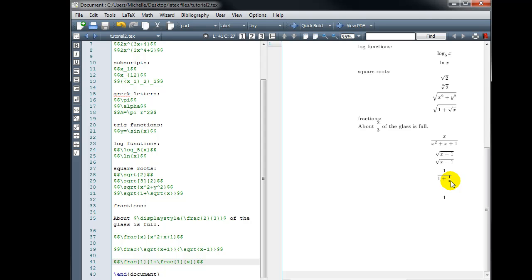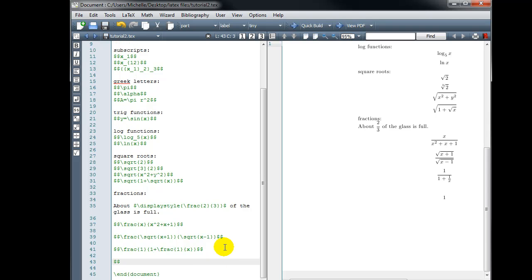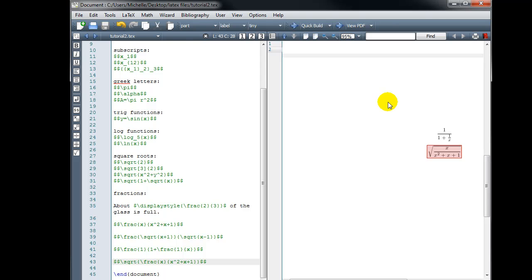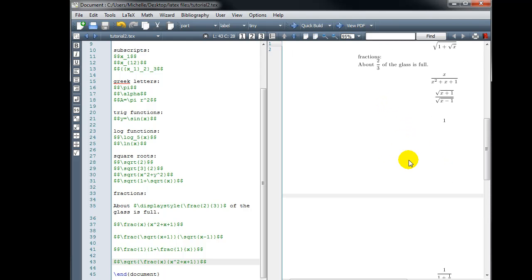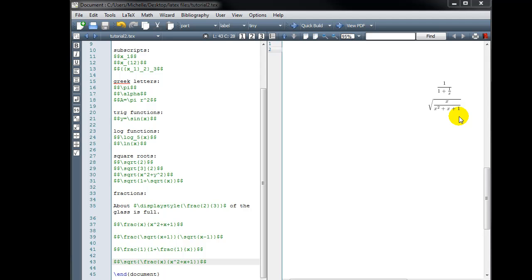Let's try one more. We'll put a fraction inside of a square root. So we'll start with our square root. And I'm going to put the fraction x over x squared plus x plus 1. So I need a fraction. Numerator is x, tab over, denominator is x squared plus x plus 1. Now this did push us over to page 2, so here's the end of page 1, and now we're on page 2. So square root of the fraction x over x squared plus x plus 1. That concludes our tutorial on commonly used mathematical notation in LaTeX.